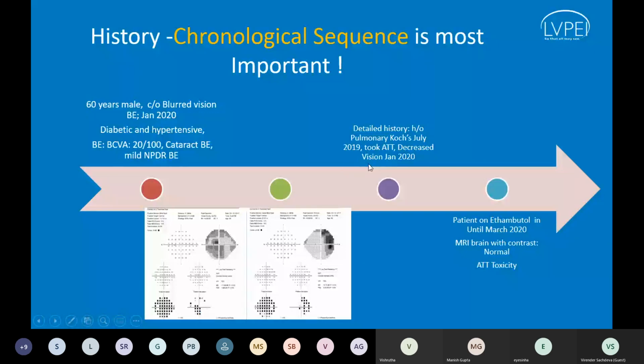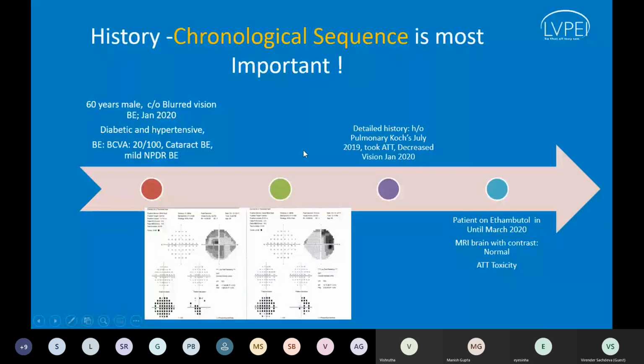Given all the findings, we went back and took the sequence of events. The patient gave a history that since July 2019, he was diagnosed to have pulmonary TB, and he was taking ATT, and the decrease in vision happened in January 2020. Now, what is important? The patient was on ethambutol even in January 2020 when the decrease in vision started, and he continued on ethambutol until March 2020. The patient already had an MRI brain with contrast, which was normal, and was finally diagnosed with ATT toxicity. So the point I'm trying to stress here is that the chronological sequence of events is very important.